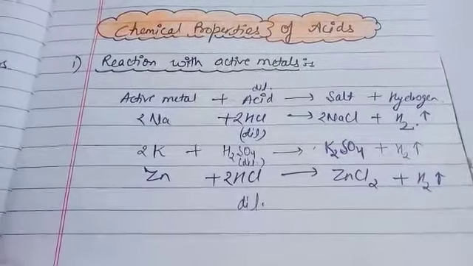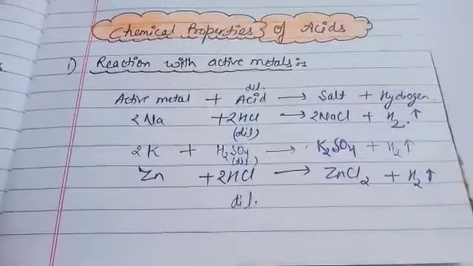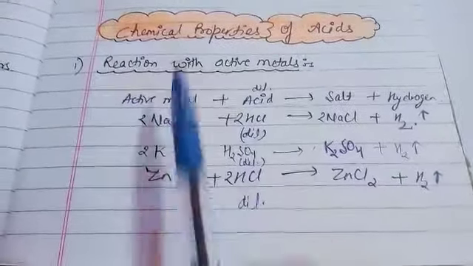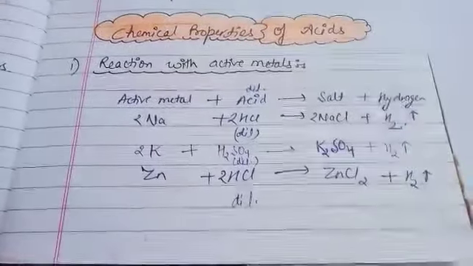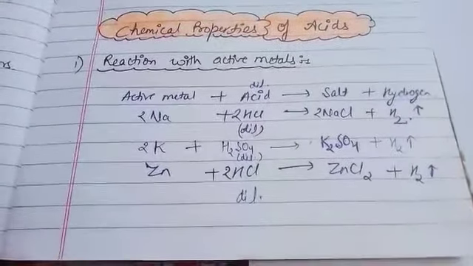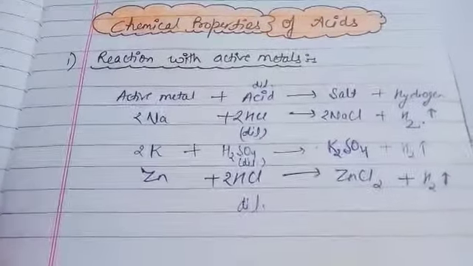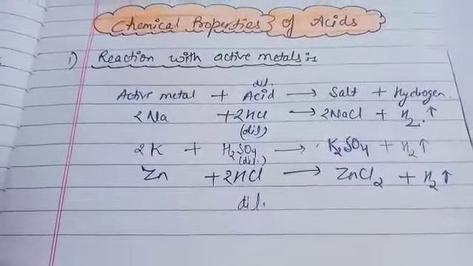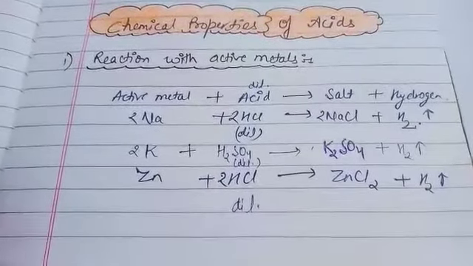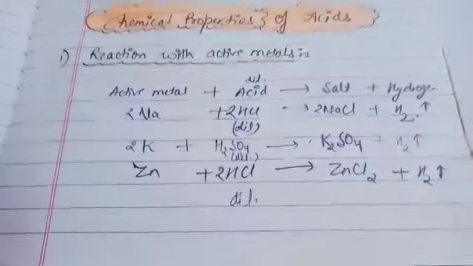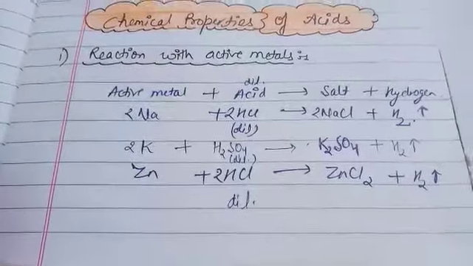Now, the first one is reaction with active metals. Reaction with active metals means you have already done the activity series, or you can say the reactivity series. That same series, you have to learn also. In that activity series, those placed above hydrogen are generally the active metals.